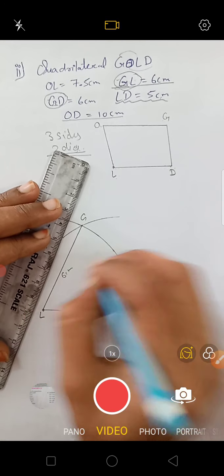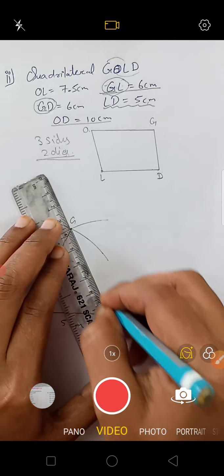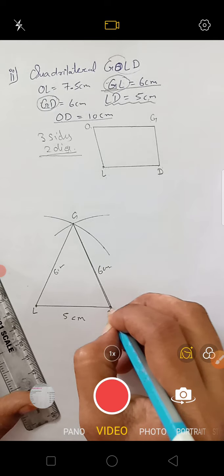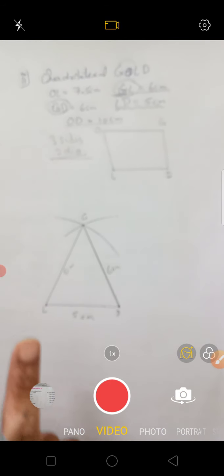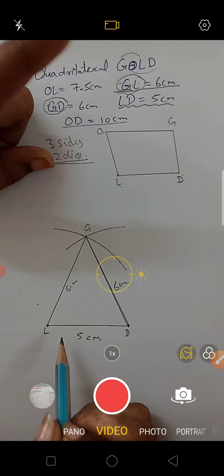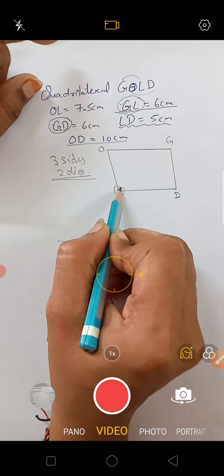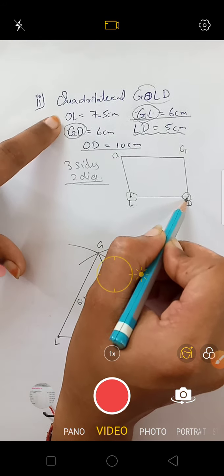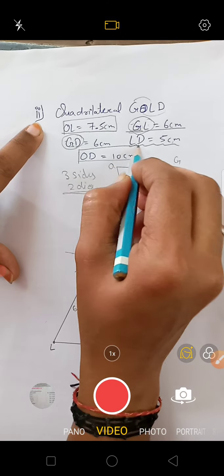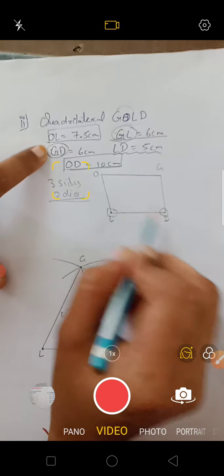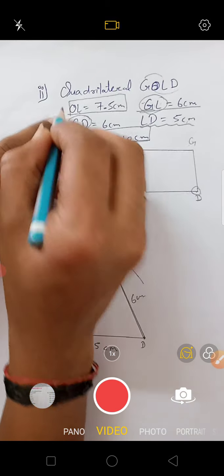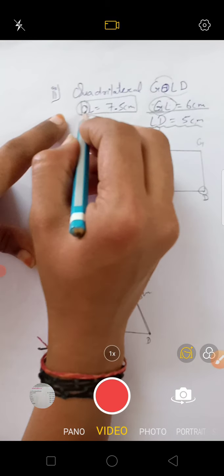It is 6 centimeter, and the side GD is 6 centimeter, the given side, and this is the one triangle. Then we want another point O as in the quadrilateral. So for plotting O, we again take L as center and D as center, and the given two remaining data as OL and OD. Here OL is one side and OD is another diagonal. So we take L and D as center, and the common point is O. We construct the common point O.